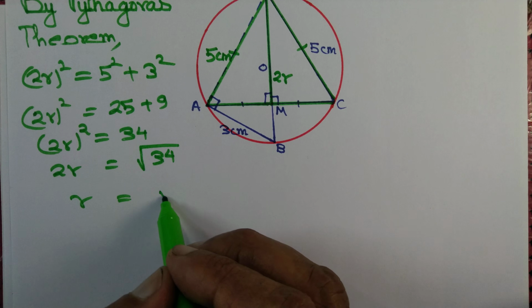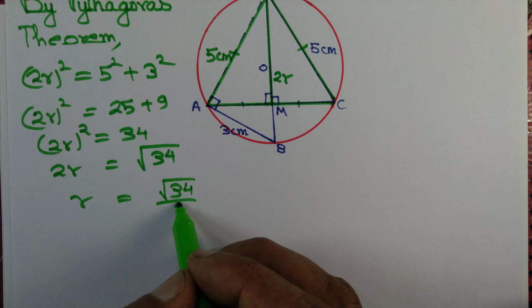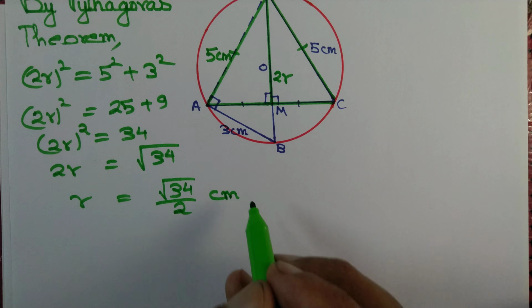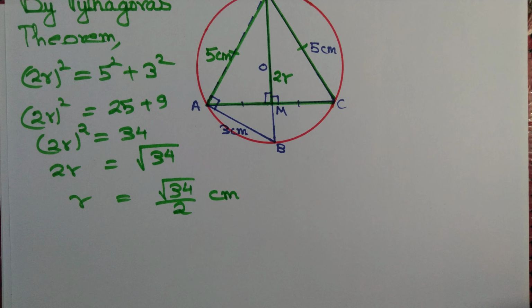Lastly, r equals root 34 divided by 2 centimeters, and thus the radius of the circle equals root 34 by 2 centimeters.